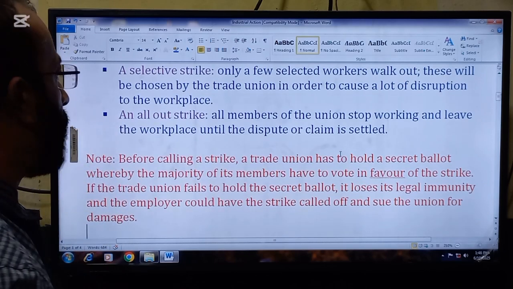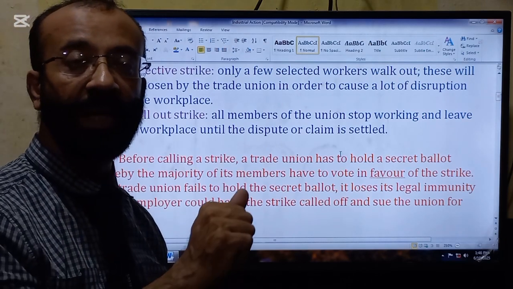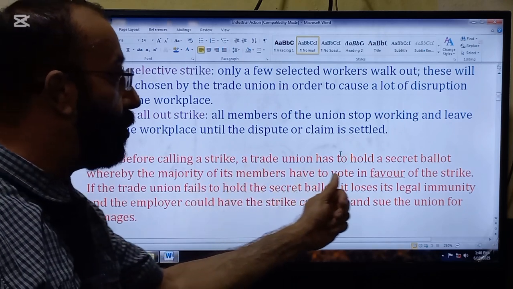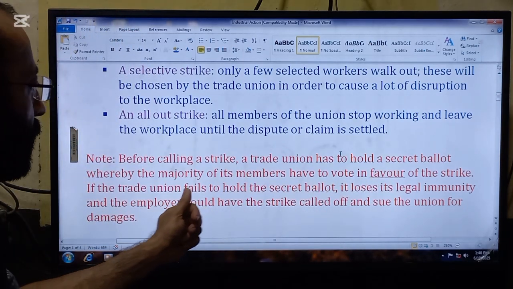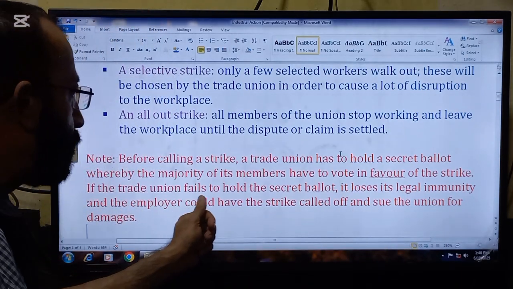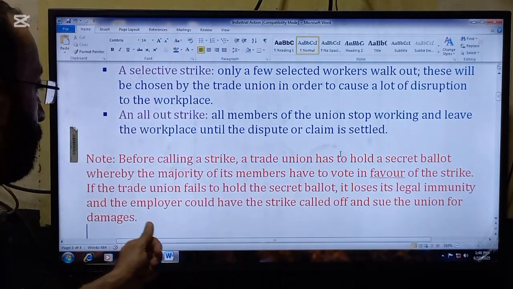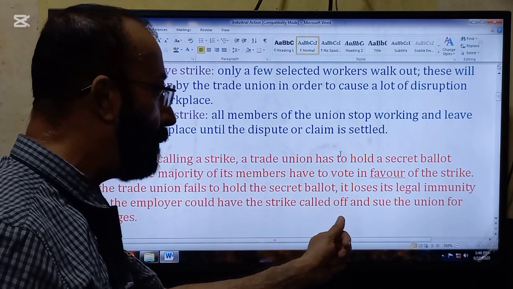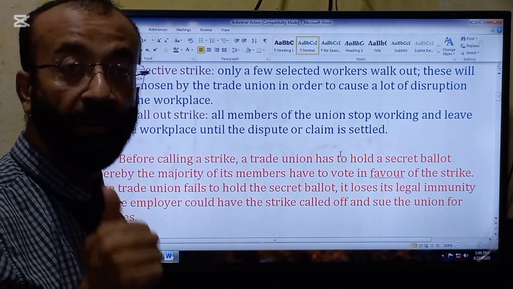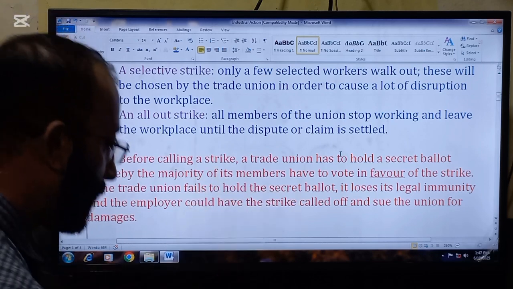Note, before calling a strike, a trade union has to hold a secret ballot. So this is the condition by law. Before taking this strike, the trade union has to hold a secret ballot whereby the majority of the members have to vote in favor of the strike. If the trade union fails to hold this secret ballot, it loses its legal immunity and the employer could have the strike called off and sue the union for damages. So this is the requirement before going on strike.